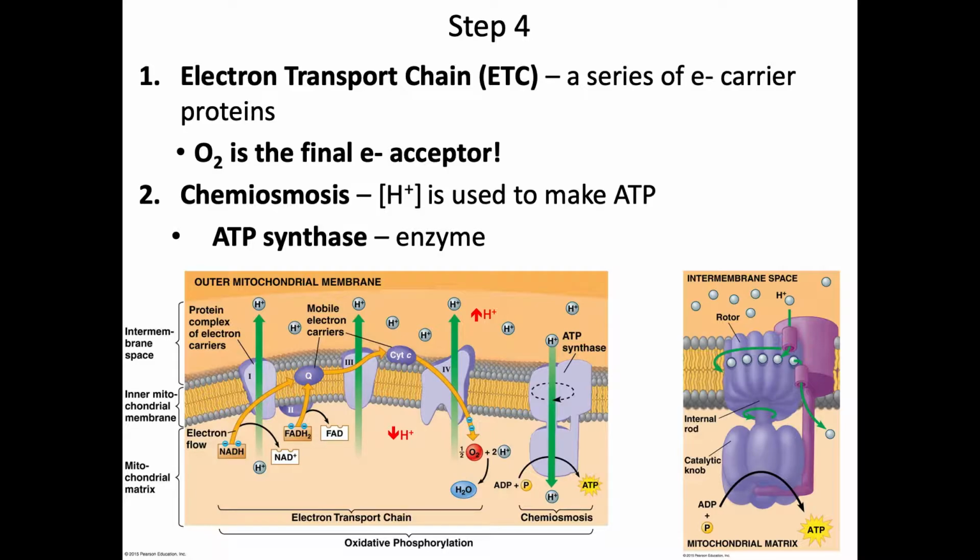And then also you need to know that per molecule of FADH2, you can make 2 ATPs. So what if we had 3 molecules of FADH2? How many ATPs can you make from 3 molecules of FADH2? Well, you can make 6.